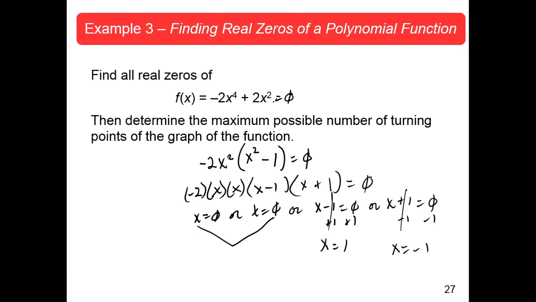Okay? Now, I misstated something a little bit before. I'm sorry about that. I said the number of zeros always differs. If it isn't 4, it'll differ by 2. This one differs only by 1. Because one of these is a double zero.